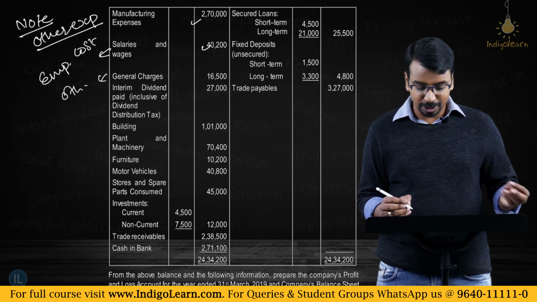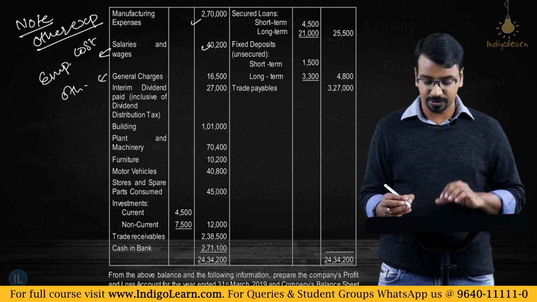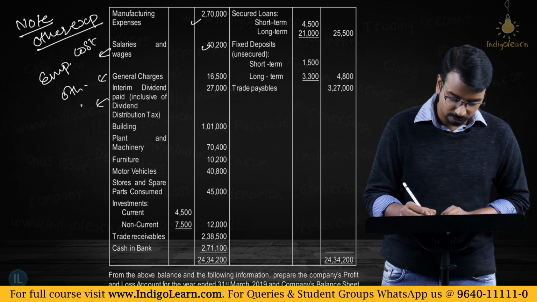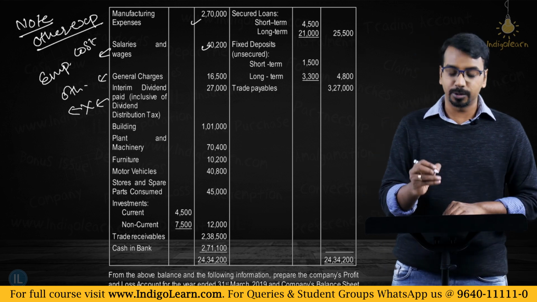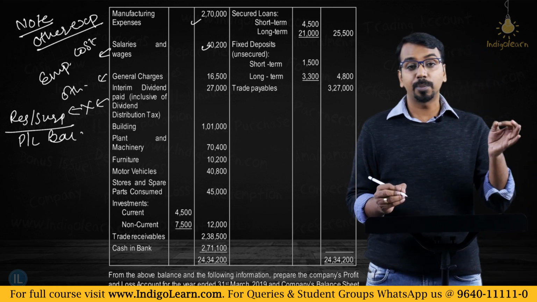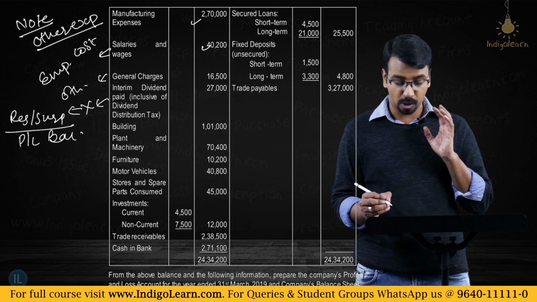Interim dividend paid inclusive of dividend distribution tax 27,000. This item, will it come in the profit and loss statement? No, this will not come in the profit and loss statement. This will be shown as an adjustment under reserves and surplus when you talk about profit and loss balance. So from the P&L balance, you will reduce this amount.